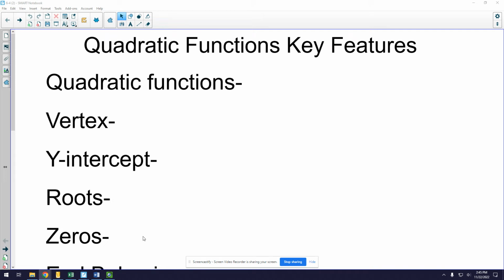All right, we're going to talk about some quadratic key features here. I'm going to show you how to do everything by hand, which is how you need to do it on your knowledge check. But I'm also going to show you how to check it on your calculator, or at least most of these things. Not everything can be done on your calculator.